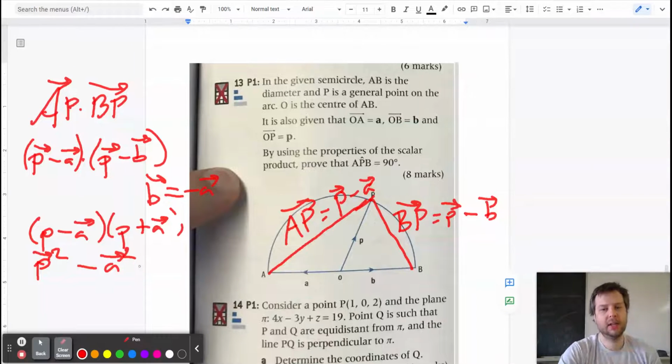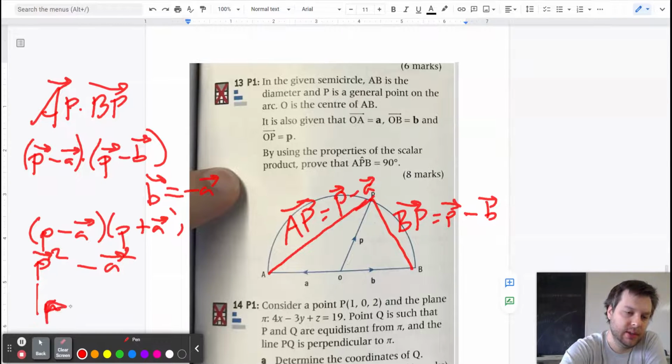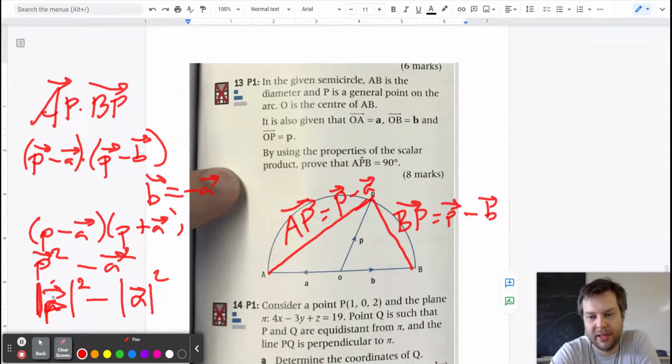Now, it might not be clear why P squared minus A squared would have to equal 0, because again, we're trying to prove that these are perpendicular. But the idea is that if you square the vector, you get the same thing as the magnitude of that vector squared. And one thing that's really nice about this problem is that it's on the semicircle.